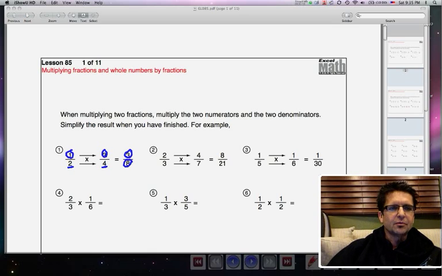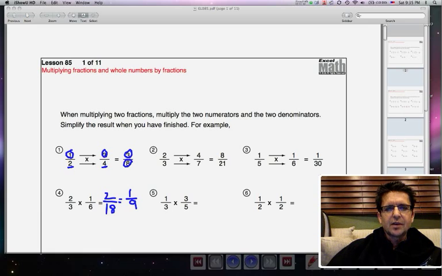Okay, let's try number 4 here together. 2 times 1 is 2, of course. And 6 times 3 is 18. Now we can simplify that fraction because we have two even numbers. So we can divide top and bottom by 2 and get 1/9 as our final answer. Go ahead and try numbers 5 and 6. Pause the video while you're working on them.